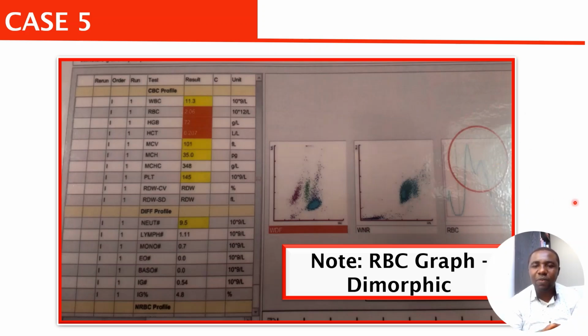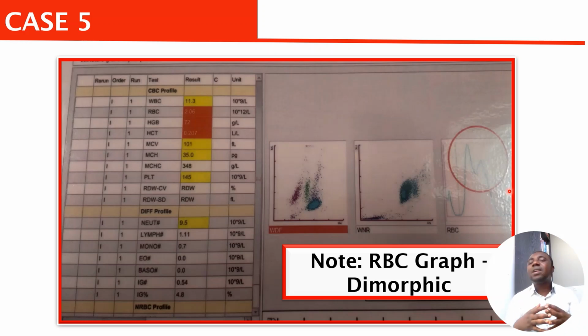But if you look at it, you're going to see there's about 2 peaks. There's 1 peak, there's 2 peaks. So there are 2 populations of the red cells. Because of that, you call this red blood cell distribution dimorphic, meaning there are 2 populations of the red blood cell.